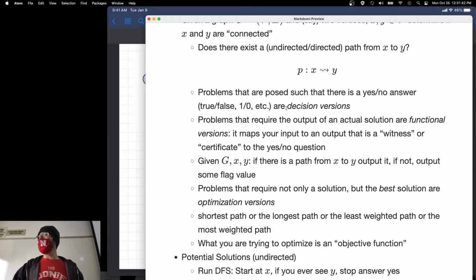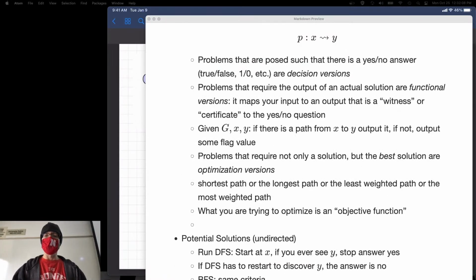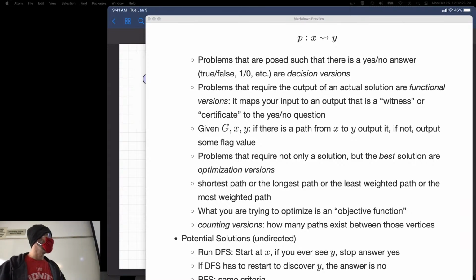And then you also have optimization versions, where you don't just want a path. I know that there's a path there, otherwise I wouldn't have given this to you. I want to know what the best path is, according to some objective function. And one that I didn't mention in this discussion: there are also counting versions. With respect to paths, what would you want to count? How many unique paths exist between those vertices?